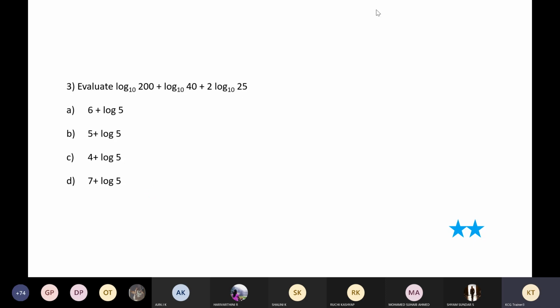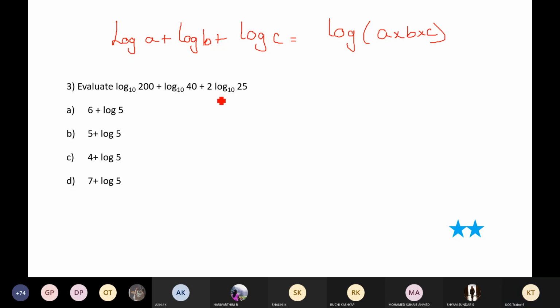Okay, guys, I'll give you a small clue over here. Listen carefully. Log of A plus log of B plus log of C is equal to log of A into B into C. Okay. Now this is the only thing of a different format, so I'm going to write this as 25 square. That would make it a lot easier. So now can I say this is equal to log of 200 into 40 into 25 square. What is 25 square? 625.